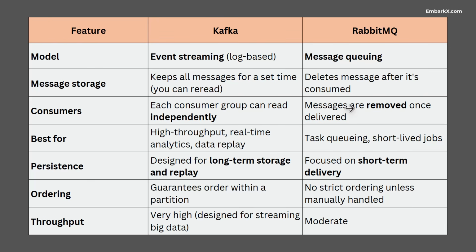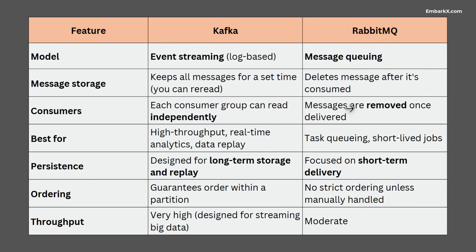Now, Kafka is best for high throughput, real-time analytics, and data replay. What do you mean by high throughput? Throughput is the rate at which messages are processed. Essentially, it's a metric that tells you how much data the system can handle in a given period of time. The throughput for Kafka is really, really high. It can process a large amount of data in a very short period of time, and it's normally used for tasks that require high throughput, meaning real-time analytics, data replay. All those kinds of use cases are best with Kafka.